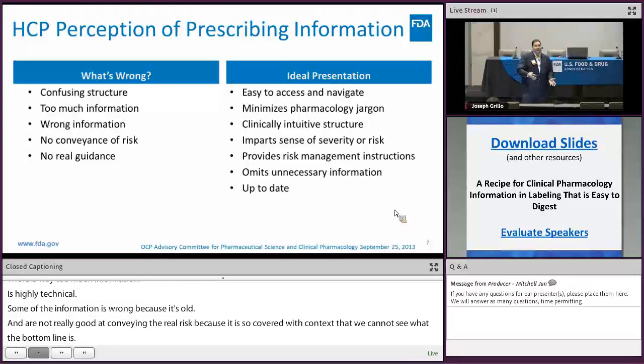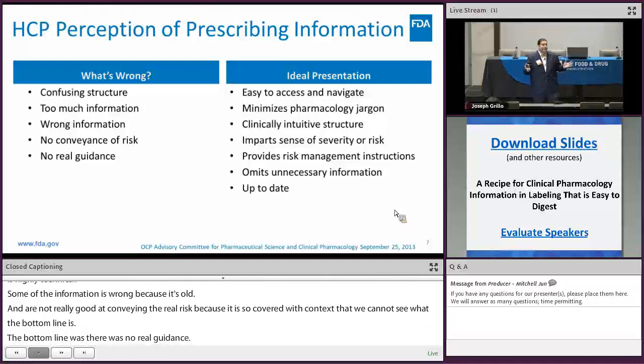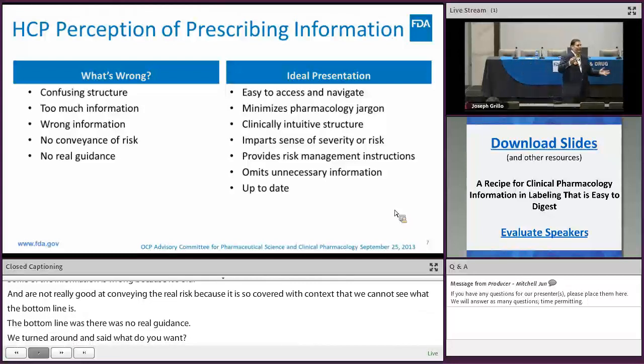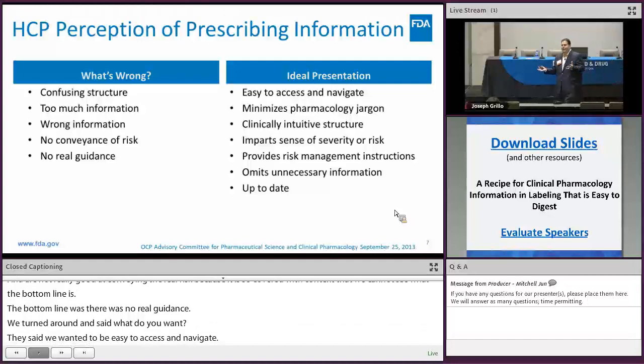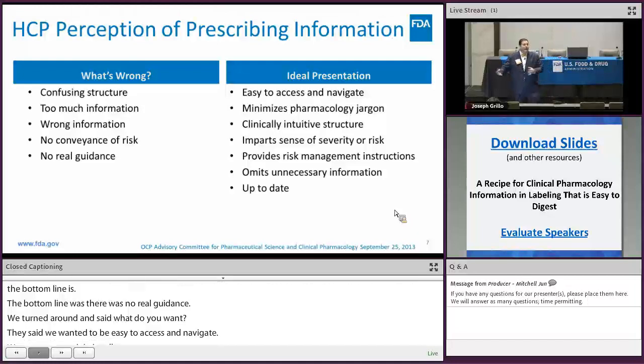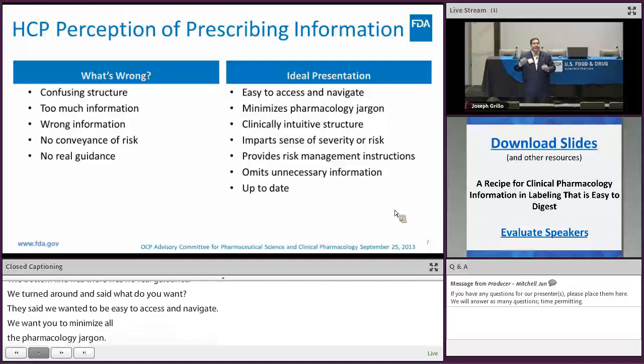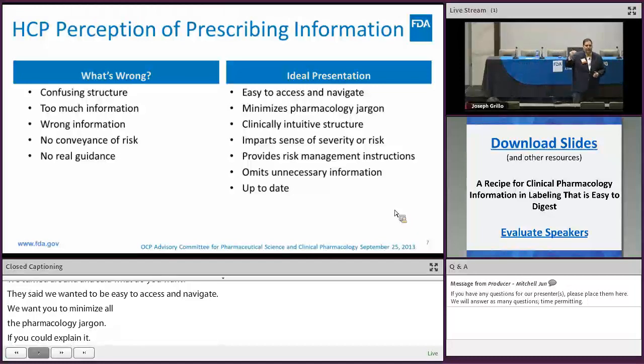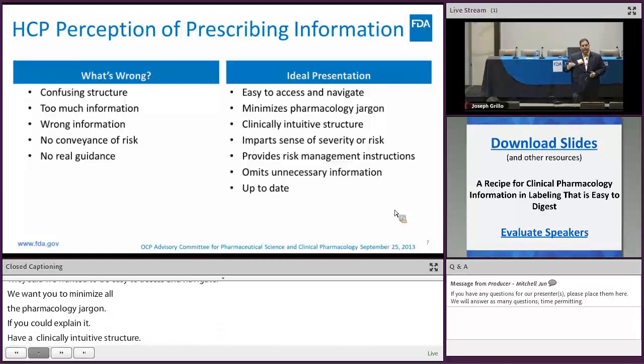And then we turned around and said, well, what do you guys want in labeling? And they said, well, we want it to be very easy to access and navigate. We want you to minimize all this pharmacokinetic jargon. AUC, time-dependent this, linear that. We really don't know what any of that stuff is. So if you need it, it's one thing, but could you at least explain it? Have a clinically intuitive structure. So it's very clear that this drug is metabolized by this, and then therefore inhibitors would block this. So it's a very intuitive presentation of information so that they can get what we're saying.